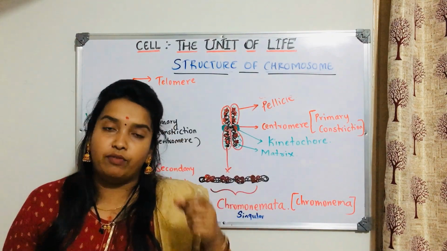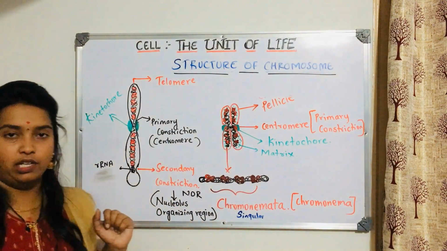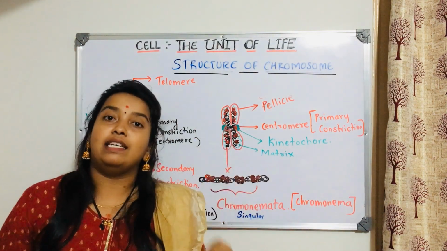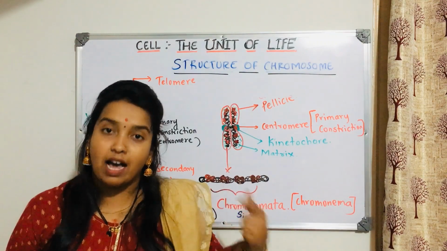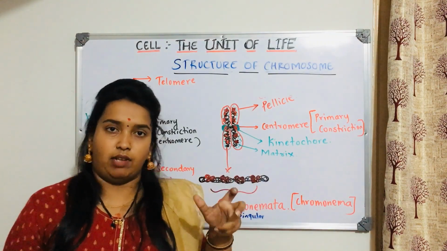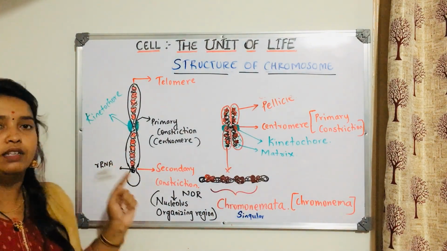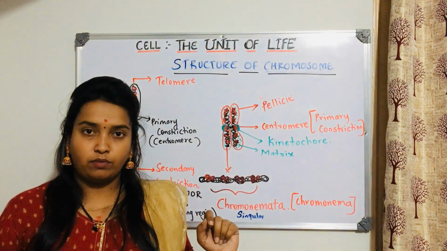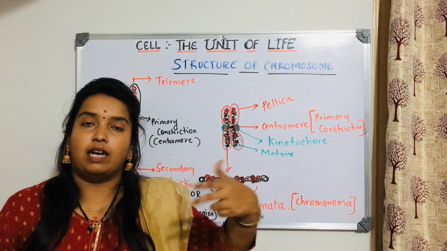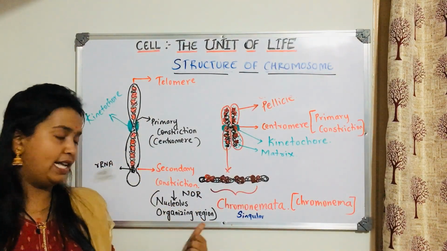So mainly the secondary constriction, what you find here after the primary constriction, it is called the NOR region, because it helps in formation of rRNA, or it helps in formation of the nucleolus. That is where you will have this rRNA synthesis. That region only will form what? Nucleolus. And there only what will happen? That is the ribosome production, right? So this is called the nucleolus organizing region.